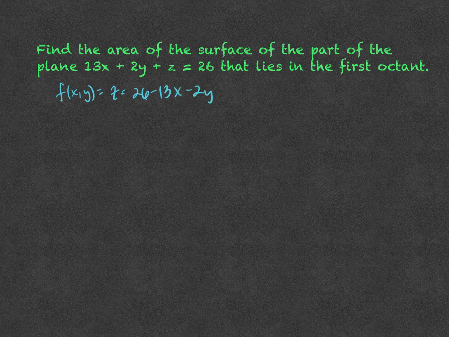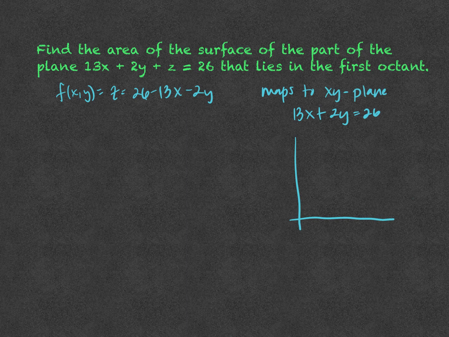But also, I need bounds, so I need to look at how that maps to the xy plane. So let's look at the xy plane and what's happening here. When we look at the xy plane, that means we take the z out. We have 13x plus 2y equals 26. Now, when you look at that on the xy plane, the x-intercept is 2, put 0 for y, and the y-intercept is 13, put 0 for x. So we have this triangular region here, and this is going to give us our bounds.